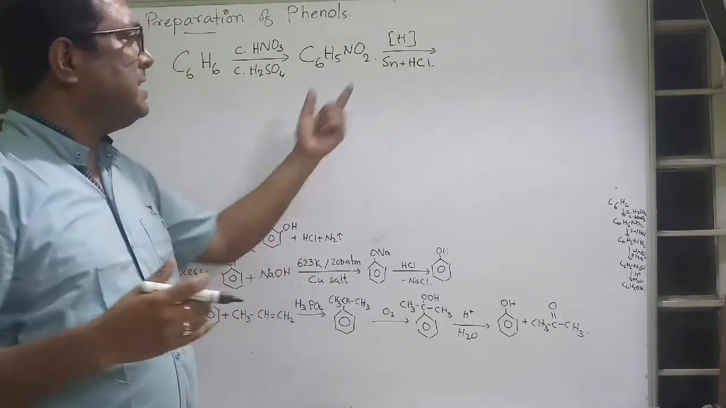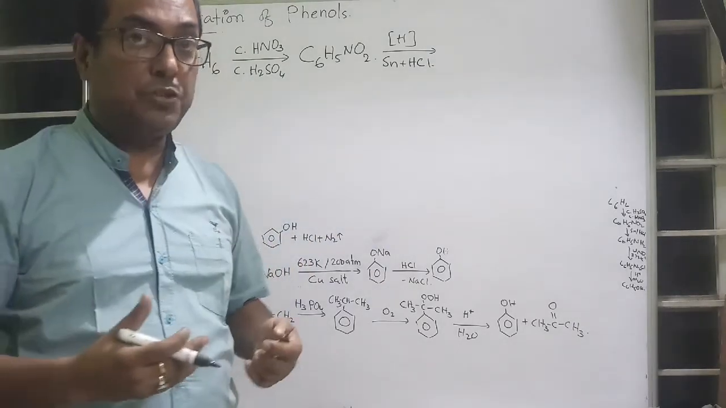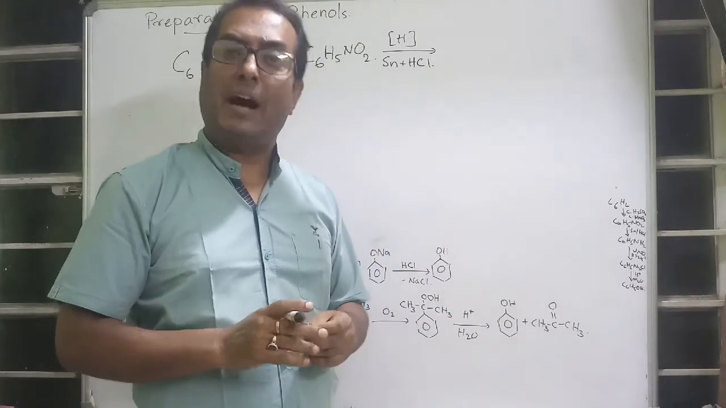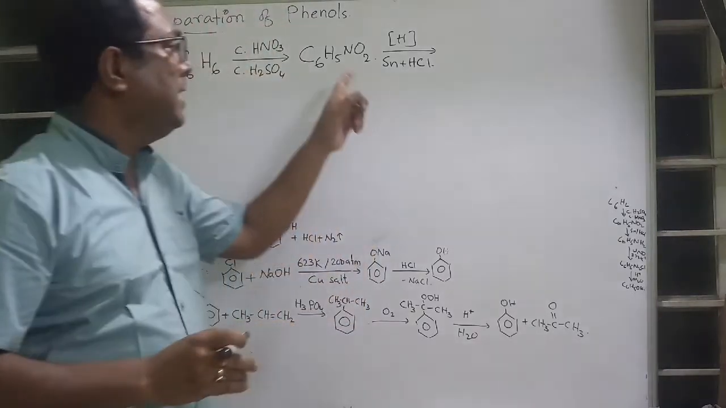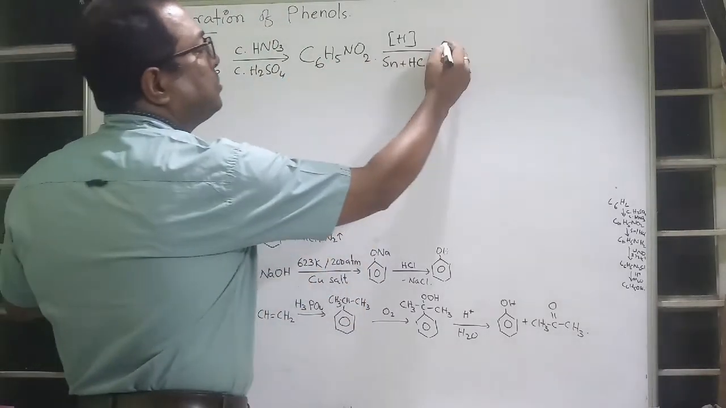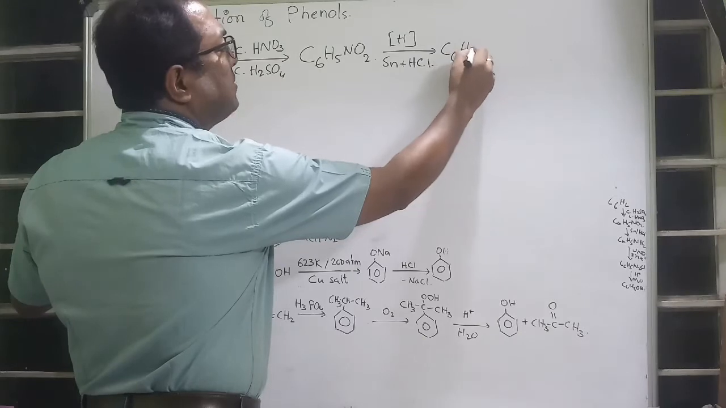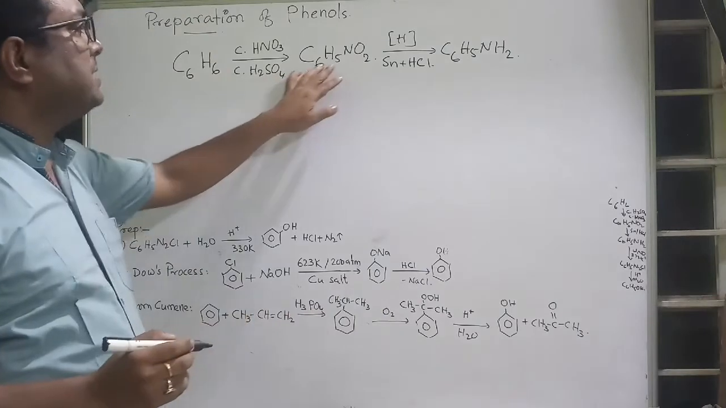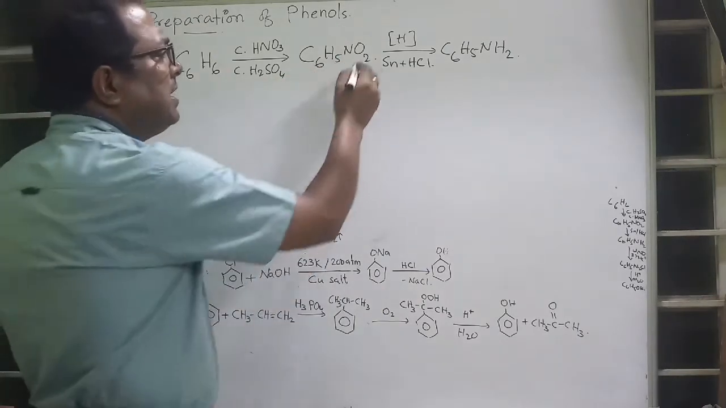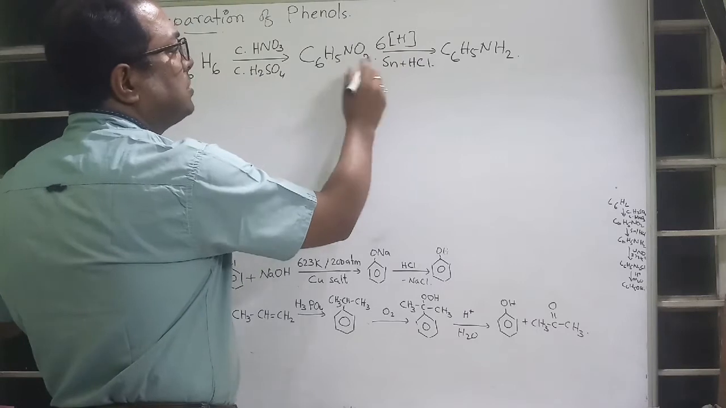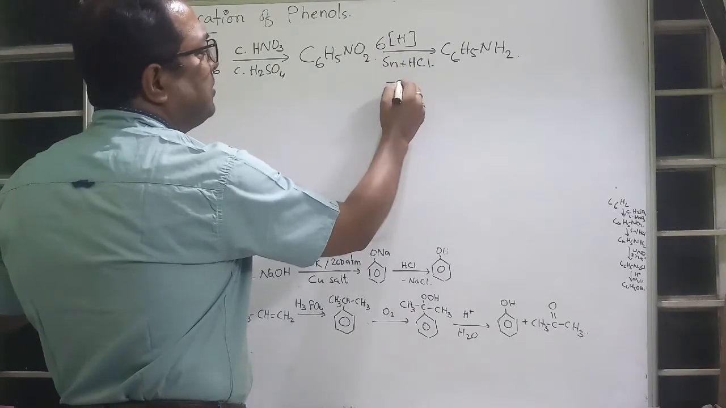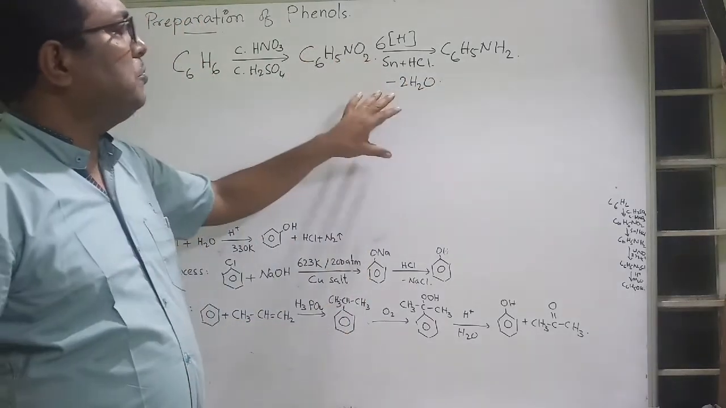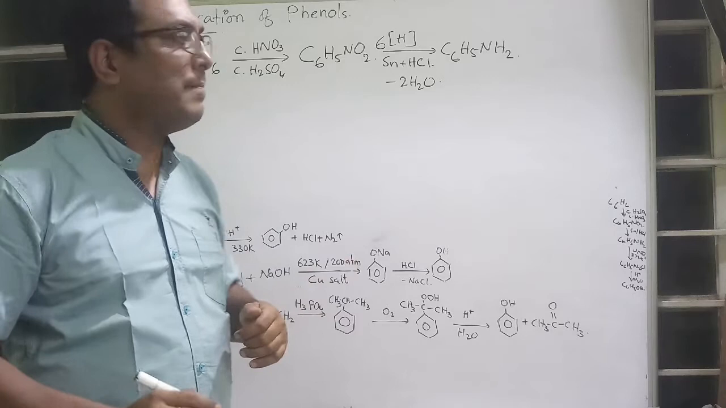So when you are adding tin with hydrochloric acid, particularly it should be dilute hydrochloric acid, it is going to produce enough amount of hydrogen. This hydrogen helps in reducing it to form C6H5NH2. So here it uses 6 hydrogen, and together with that, it forms 2 molecules of water as a byproduct.